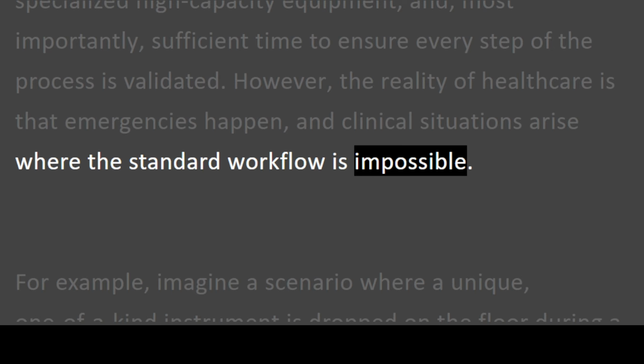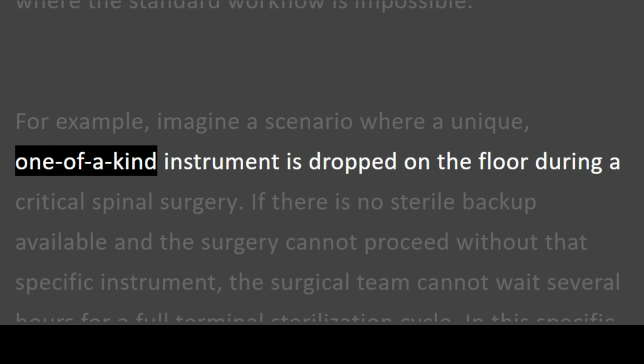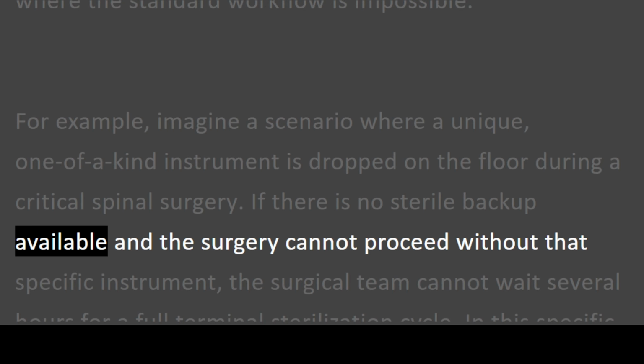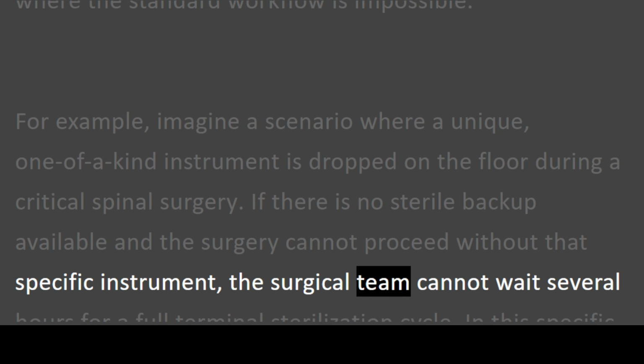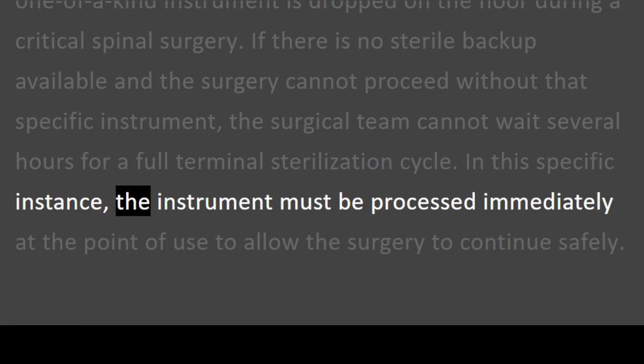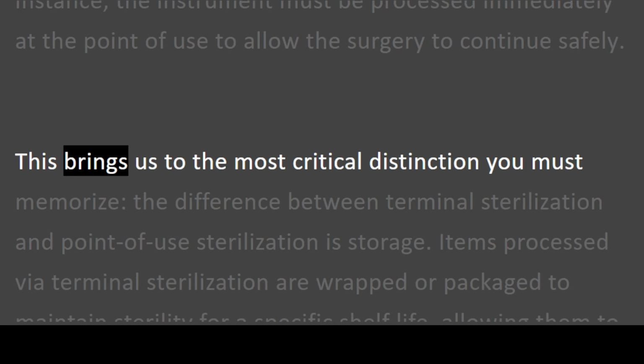workflow is impossible. For example, imagine a scenario where a unique, one-of-a-kind instrument is dropped on the floor during a critical spinal surgery. If there is no sterile backup available and the surgery cannot proceed without that specific instrument, the surgical team cannot wait several hours for a full terminal sterilization cycle. In this specific instance, the instrument must be processed immediately at the point of use to allow the surgery to continue safely. This brings us to the most critical distinction you must memorize.